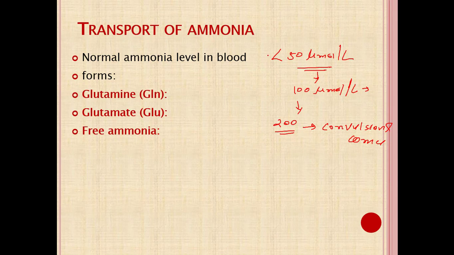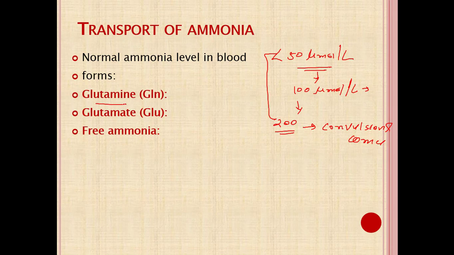So remember, ammonia is very toxic to our neurons. That's why whenever ammonia is released from an amino acid, it is immediately captured by another amino acid or another molecule, and the free ammonia level might be less than 50 micromole per liter.